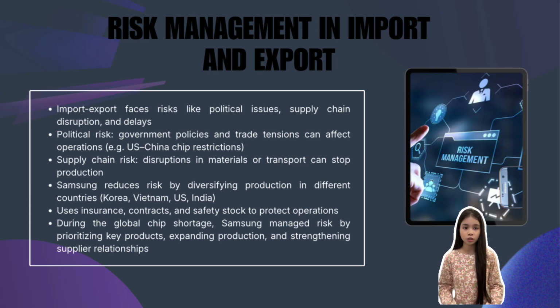To reduce this risk, Samsung spreads its production across countries such as South Korea, Vietnam, the US, and India. It also uses safety stock, insurance, and strong supplier relationships to maintain stable operations. During the global chip shortage, Samsung managed the situation by prioritizing key products and expanding production capacity.